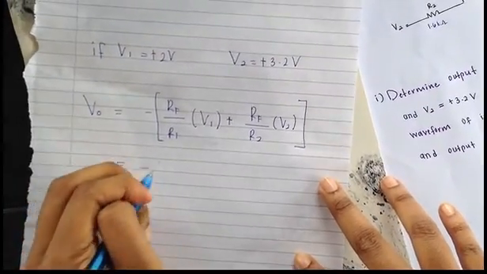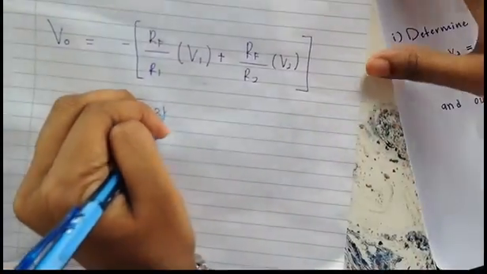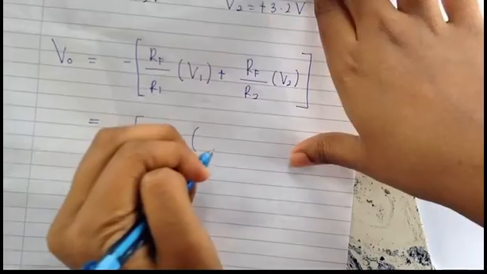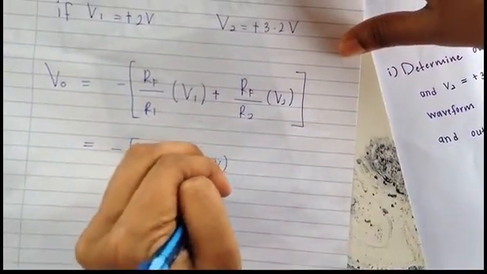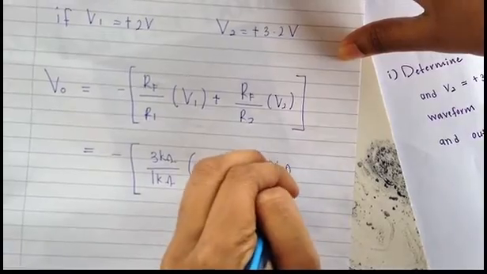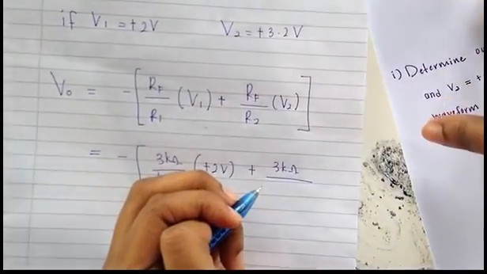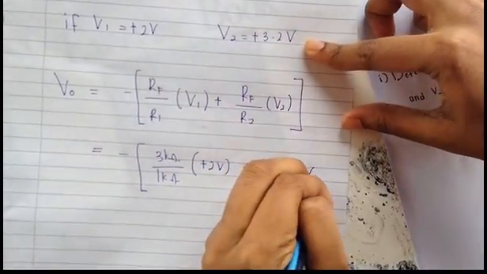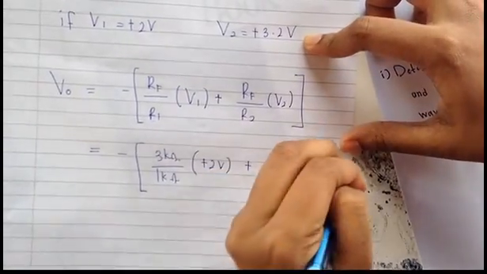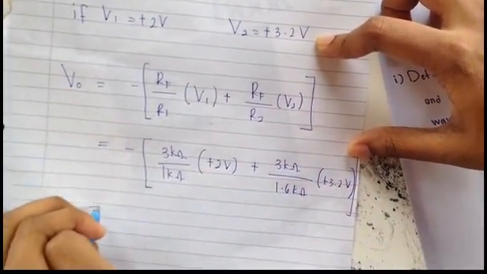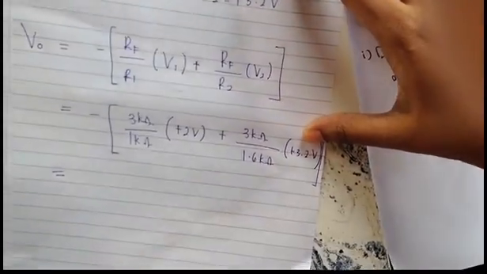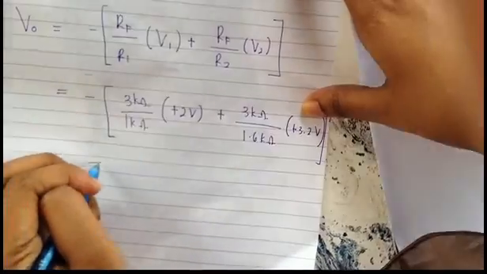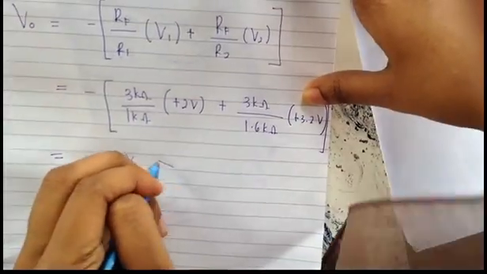So insert the values: RF is 3 kilo ohm divided by R1, which is 1 kilo ohm, times V1, which is positive 2 volt, plus RF 3 kilo ohm divided by R2, which is 1.6 kilo ohm, times V2, positive 3.2 volt. So calculate the value, and we get negative 12 volt for the output voltage.